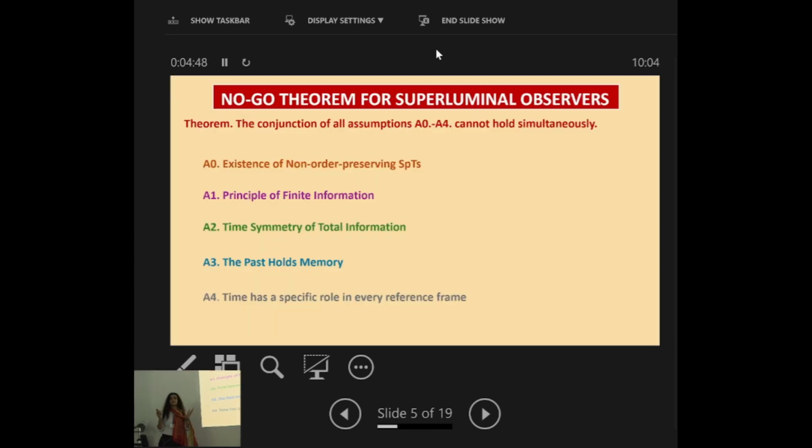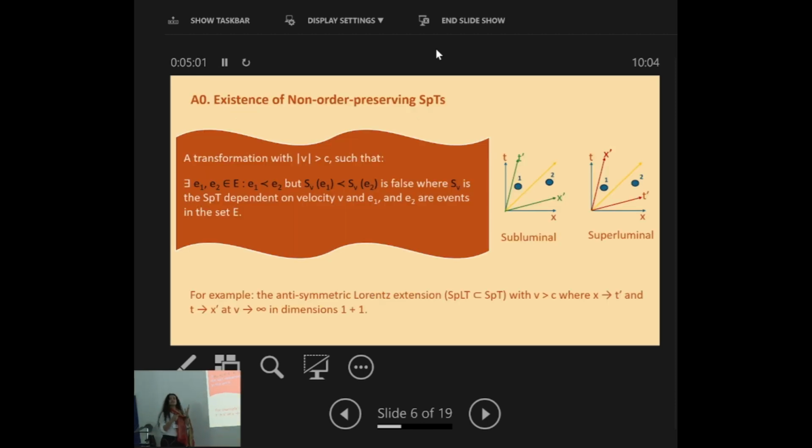Based on this structure of the acyclic causal graph under superluminal transformation, we came up with a no-go theorem. I'll go one by one now. The first point of the no-go theorem, or the 0th point, is the existence of non-order-preserving SpTs. SpTs are superluminal transformations. A subset of superluminal transformations are superluminal Lorentz transformations, which are linear.